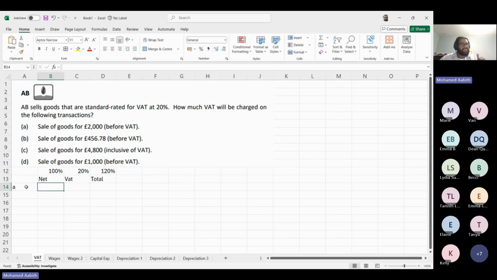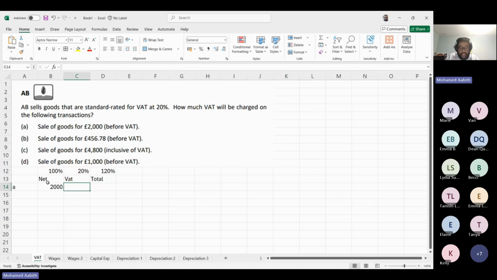We have sale of goods, £2,000 before VAT. So that means that is the net amount, 2,000. I have got that there. How am I going to find the VAT? We can do it three different ways. People do anything which makes your life easier. Choose one of those methods. It's absolutely fine.